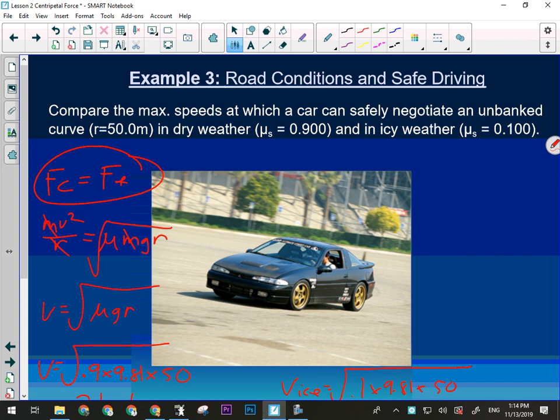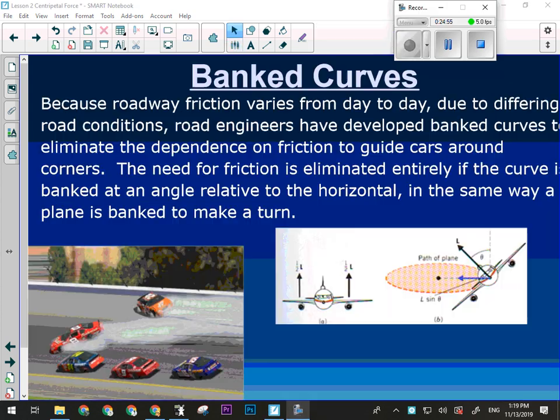Okay, I'm going to give you a 5-minute break before I go on to banked curves, because banked curves get a little hairy.